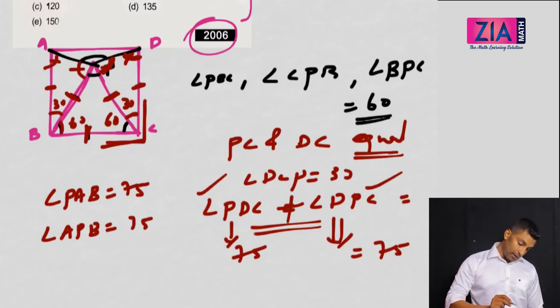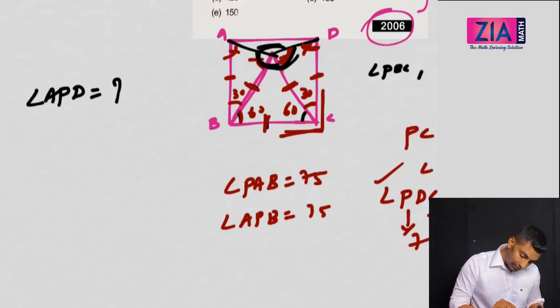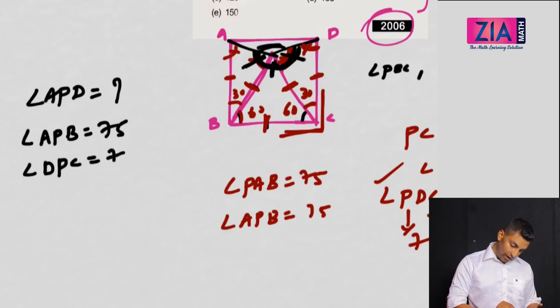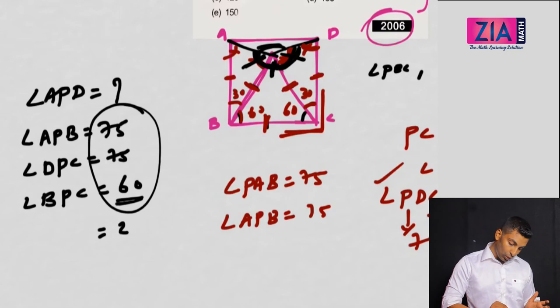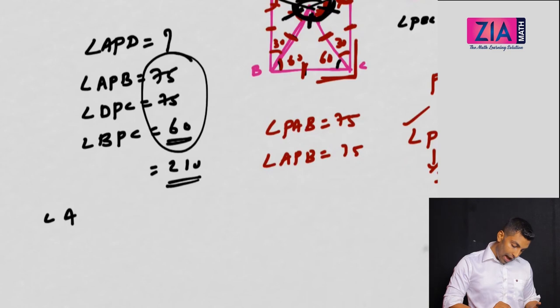Now it's done, right? See, we need this angle APD. Angle APD is what you need to find out. You know these three angles together, okay? Because this is 75, this is 75, and this is part of equilateral triangle, so that is 60. So if you have any confusion, let me write it. Angle APB is equal to 75. Angle DPC equal to 75. Angle BPC is equal to 60, because that is part of the equilateral triangle. So all these together you get 210. So the total is 360. So APD will be, angle APD is equal to 360 minus 210.